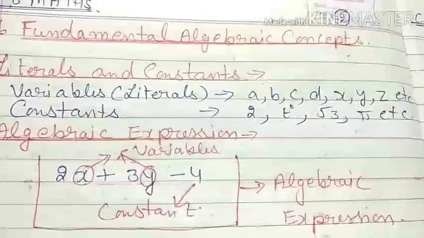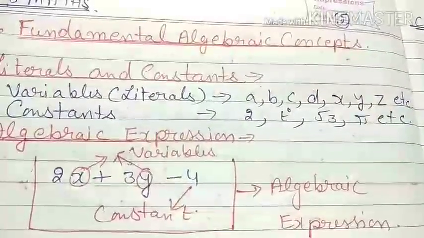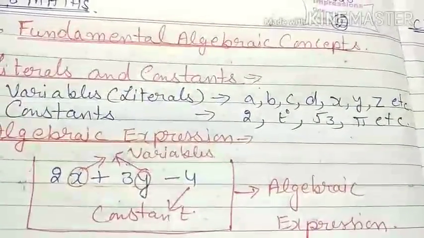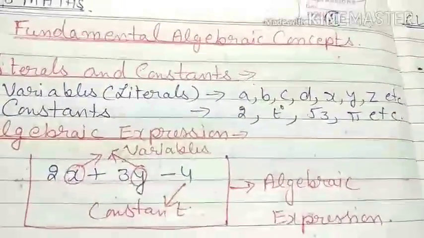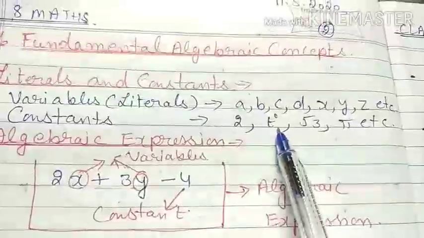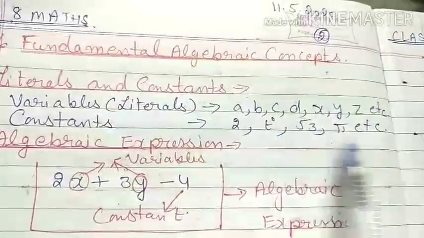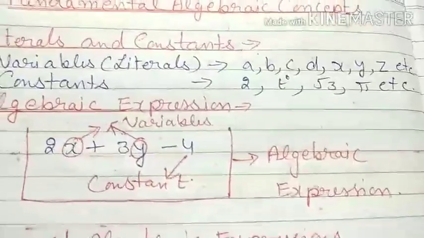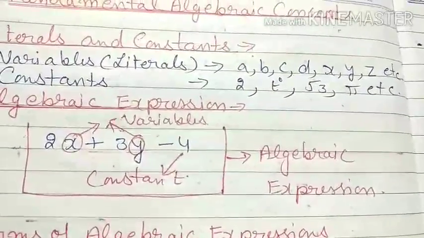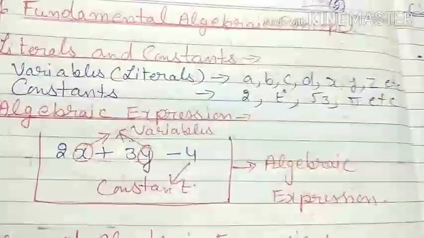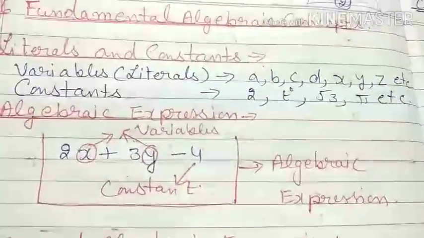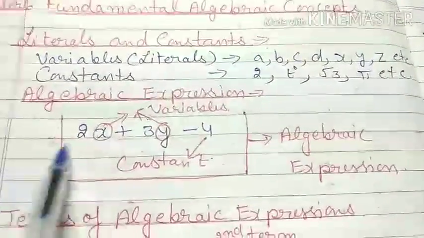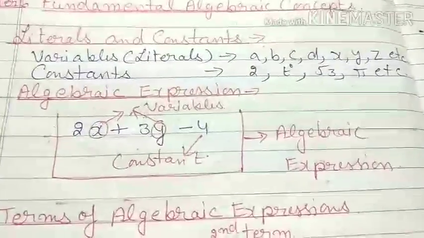And what about constants? Constants are values that remain the same, or we can say a fixed value is called a constant, like 2, 3 raised to power 0, root 3, pi. These are numeric terms in which the values are fixed, you can't change them. Next is, what is an algebraic expression?